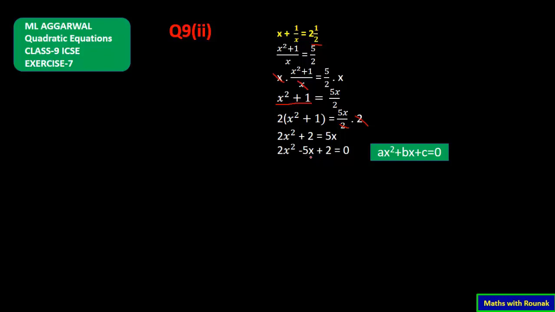Now we have to split this middle term into two such numbers such that their product is 2 into 2. Their product is constant into the coefficient of x squared, which is positive 4, and sum as negative 5. So the two numbers can be minus 4 and negative 1, as minus 4 into negative 1 will give us positive 4, and negative 4 plus negative 1 will give us negative 5.